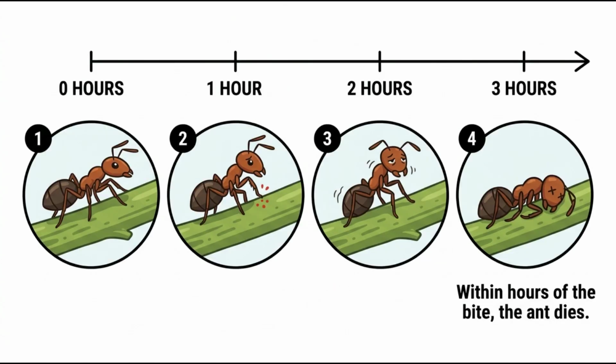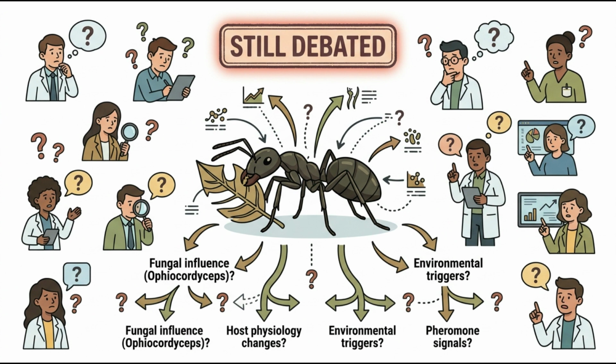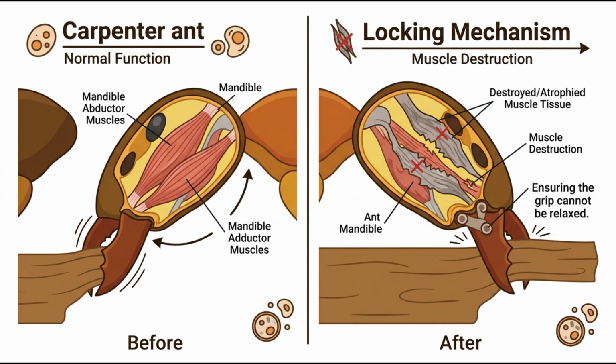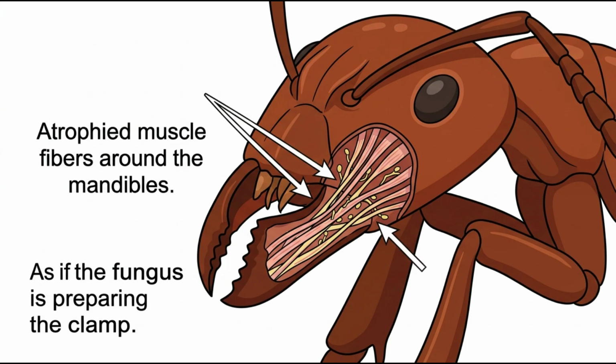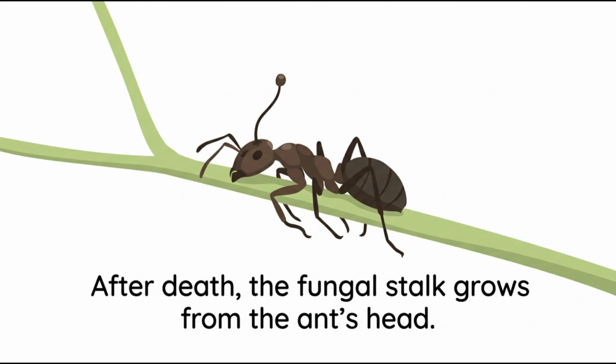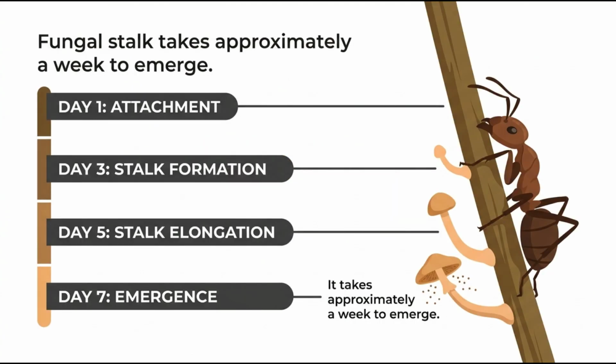What happens in the ant's final hours before the death grip is still debated. Some researchers have found evidence of muscle degeneration, the fungal compounds actively destroying muscle tissue, perhaps as a way of ensuring the grip cannot be relaxed. Others have noted atrophied muscle fibers around the mandibles specifically, as if the fungus is preparing the clamp before the final moment. After death, the fungal stalk grows from the ant's head. It takes approximately a week to emerge.